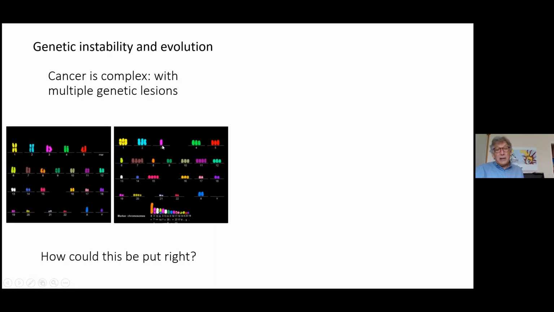And you can see immediately that there's an extra chromosome 1, there's a loss of chromosome 3, there's chromosome chaos here. There's amplifications of some parts of the chromosome. So all of this has gone wrong. And the interesting question is, how does this cell, with this melange of chromosomal damage, how does it survive and proliferate? And then the other question is, how could this possibly be put right when it's in such a mess?